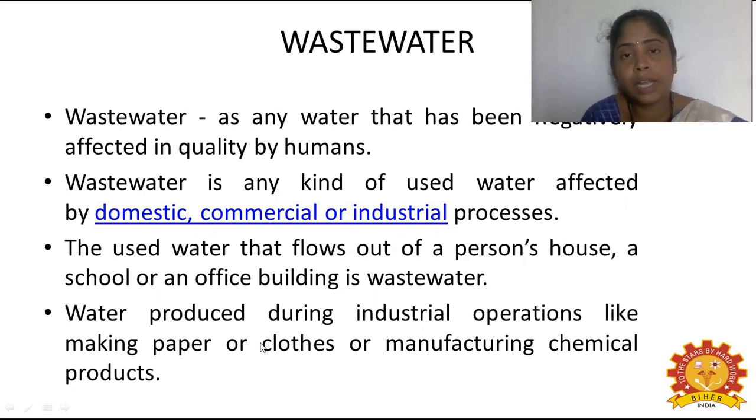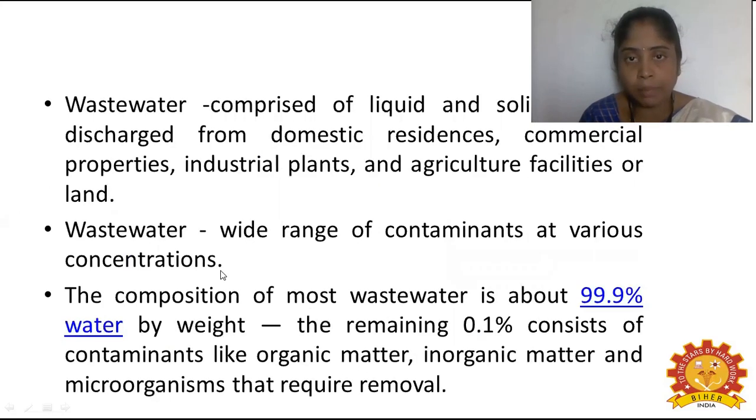This wastewater can also be produced during industrial operations, like manufacturing clothes or chemical products. Here it comprises liquid and solid waste that can be discharged from domestic purposes or from commercial properties, or from any industrial plant that produces a large amount of chemicals, acids, or alcohol, or waste from agriculture farming. Those things also have to be treated so that the wastewater can be recycled back.